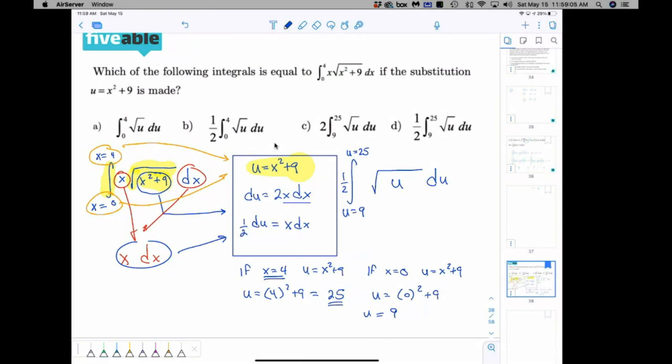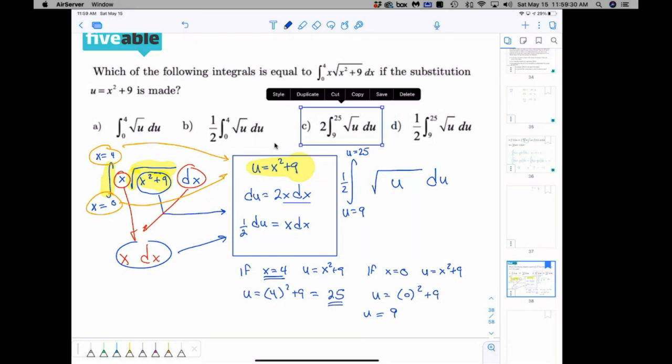This is what you have to remember. The bounds have to be substituted for as well. So you want to bring the bounds over just as much as you want to bring over the integrand and the differential. We now know that we're looking for a 1/2 root u du. We also know that the bounds have to be a bottom bound of 9 and a top bound of 25. We are going with answer C on this all the way. Okay, answer C is the answer we're looking for.